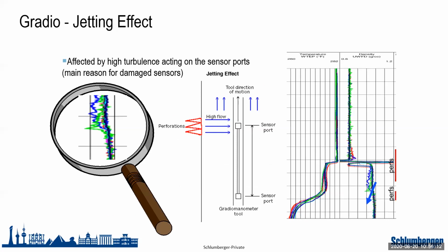This is just an example of the jetting effect. The jetting effect happens whenever you have a perforation that is producing at a very high rate, and you have one of the ports of your Gradiomanometer in front of this very high rate entry, yeah? So you basically get very high turbulence acting on one of the ports of your tool. So you will see a spike in your density measurement, yeah? You see over here a big spike in the density measurement.